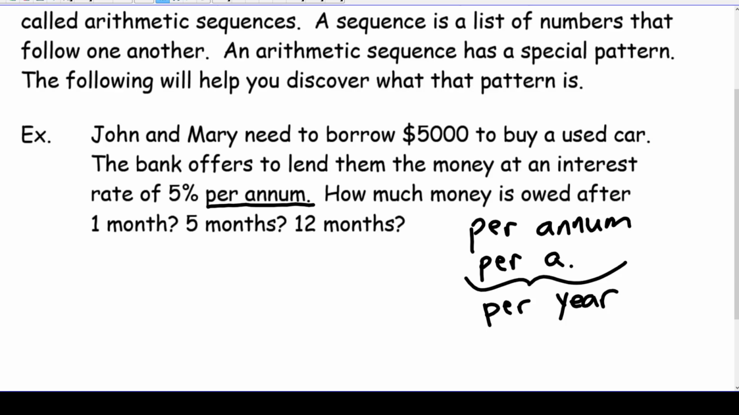The other thing I'd like to talk about is the 5%. A lot of students will make a mistake right off the bat by forgetting that 5% is actually not a number until you change it into a decimal. The decimal version is to divide by 100, so it's 0.05.